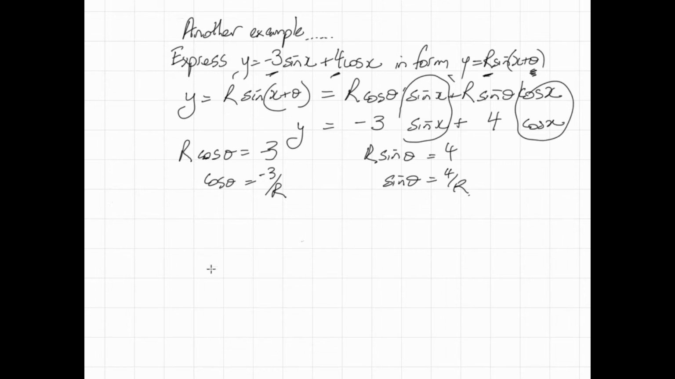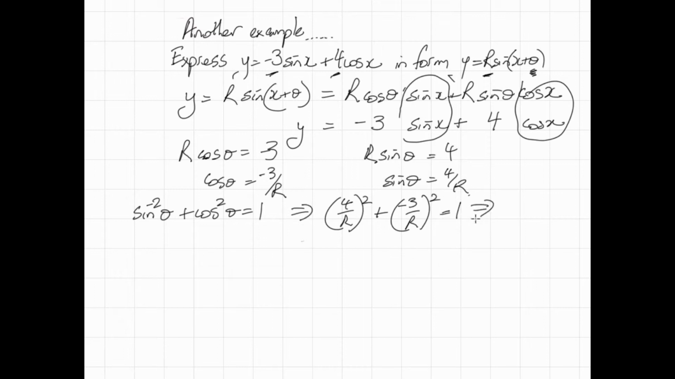We know that the Pythagorean identity is that sine squared theta plus cos squared theta equals 1. So 4 on r squared plus negative 3 on r squared equals 1. That means that 16 on r squared plus 9 on r squared equals 1. Multiply right through by r squared and you get 25 equals r squared. Take the square root of both sides and we get 5 equals r.